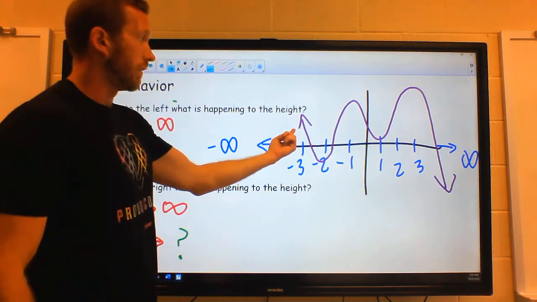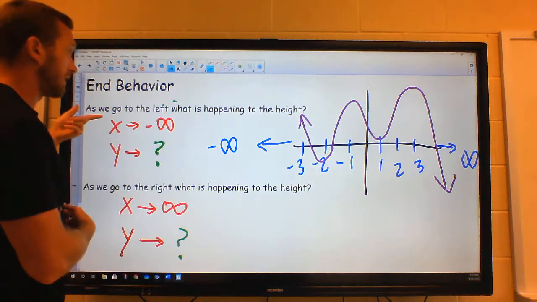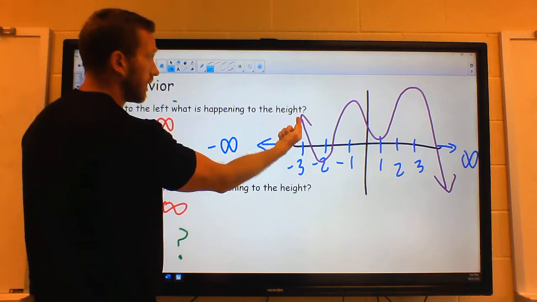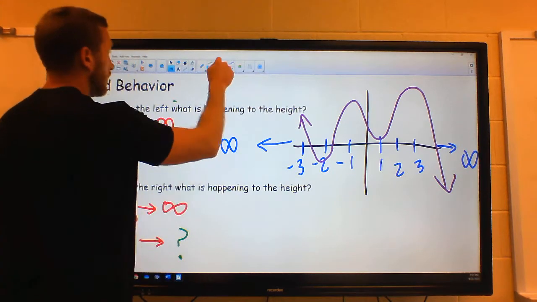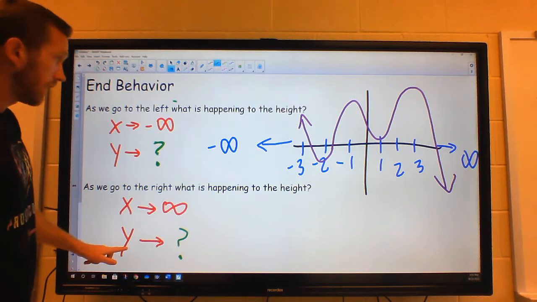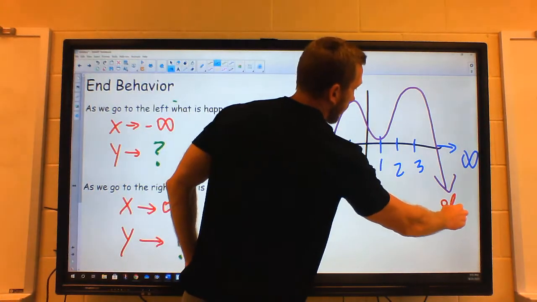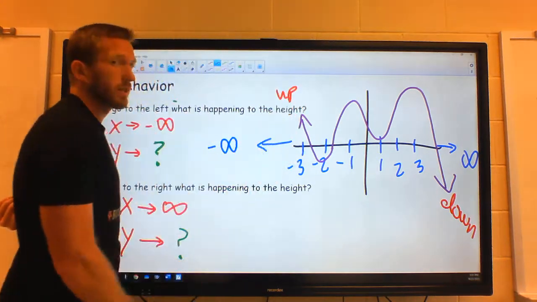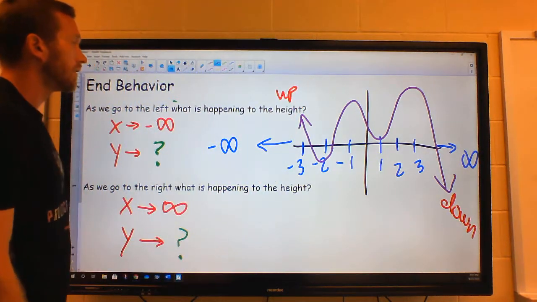All we care about is the left end, and here we would basically say, as we go to the left, our height is going up. Do you guys see this? Left and up. As we go to the right, our height is going down. So the right end is going down, the left end height is going up. That's basically how we read this.